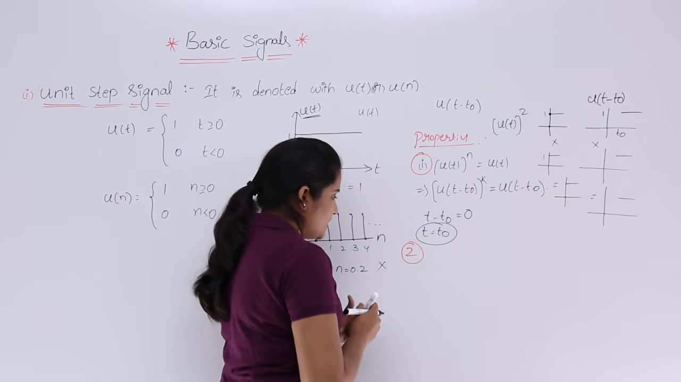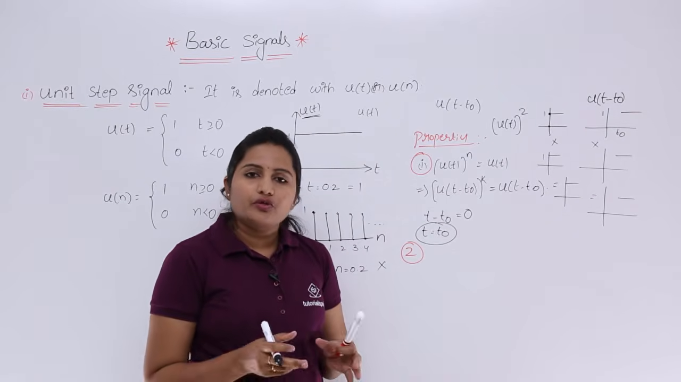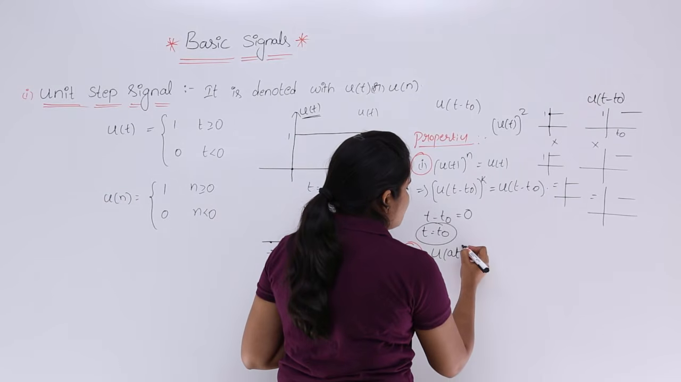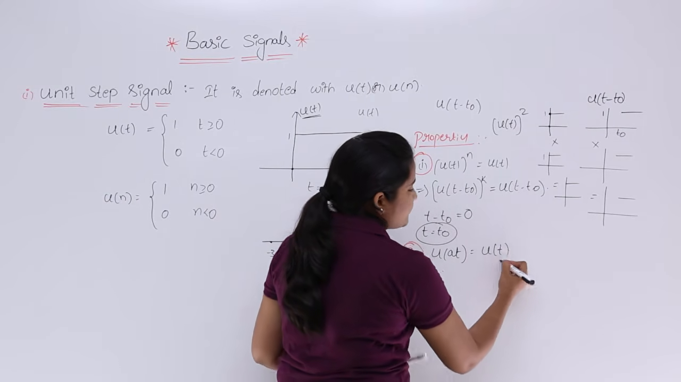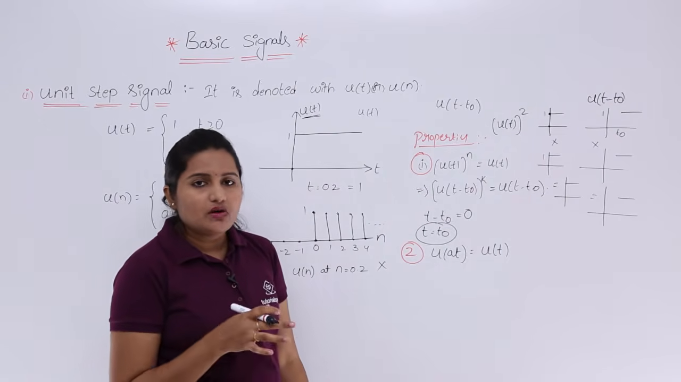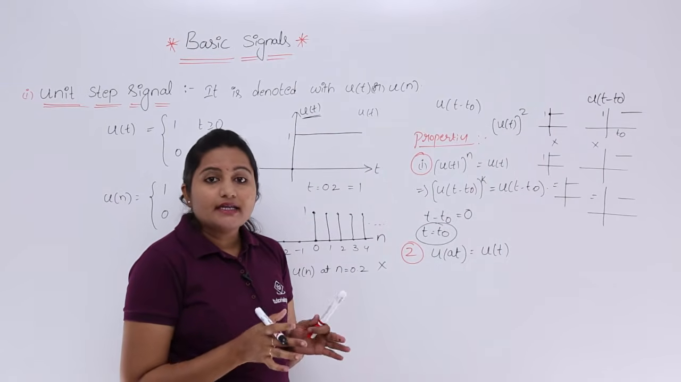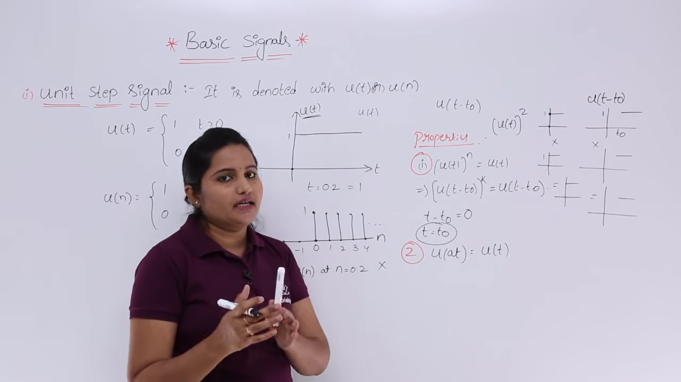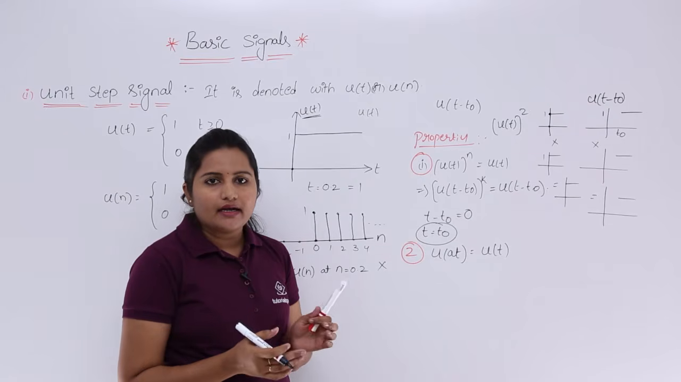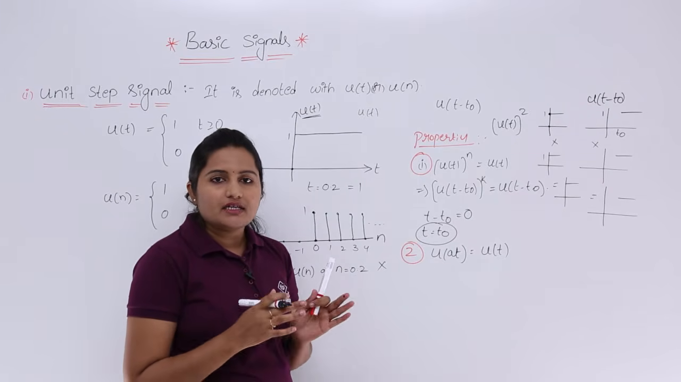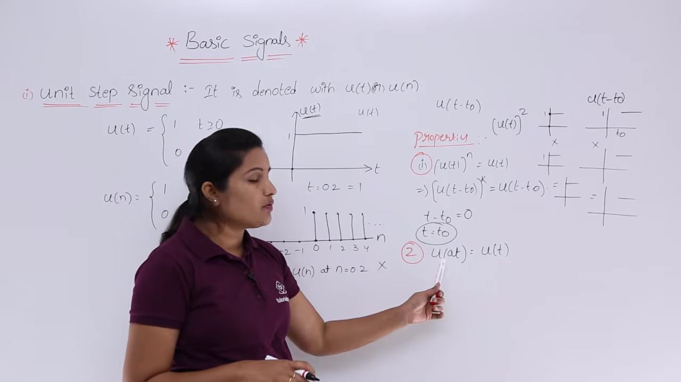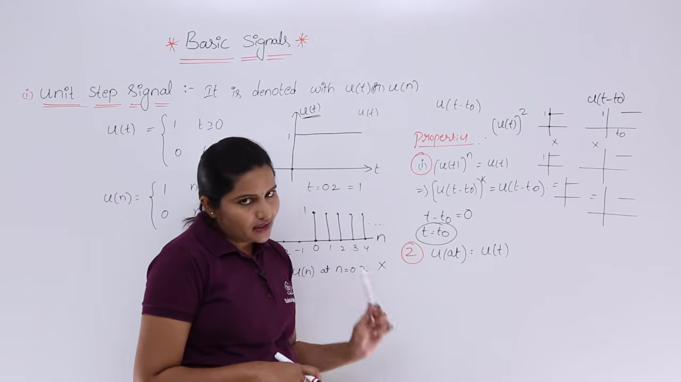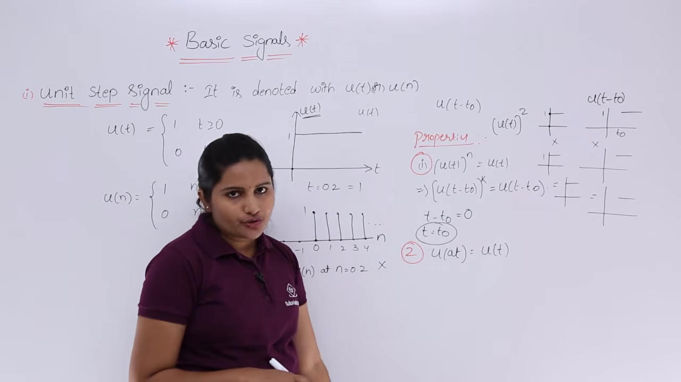So that is, time scaling won't work for unit step function. That means u of at is also equivalent to u of t. Why time scaling won't work for u of t, I will discuss when we are dealing with LTI systems and operations on signals. When we are discussing operations on signals, I will discuss why time scaling is not applicable to u of t. Now you can take the property u of at is equivalent to u of t.